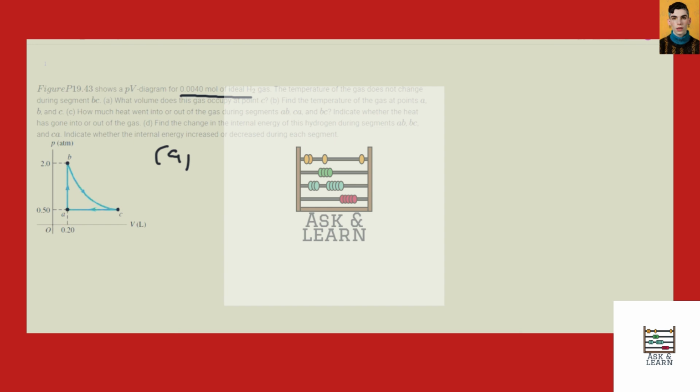To find this volume, we need to start from state B. We need to use the state equation PV equals nRT. So we will have P_B V_B equal to nRT_B. And also we have P_C V_C equal to nRT_C.